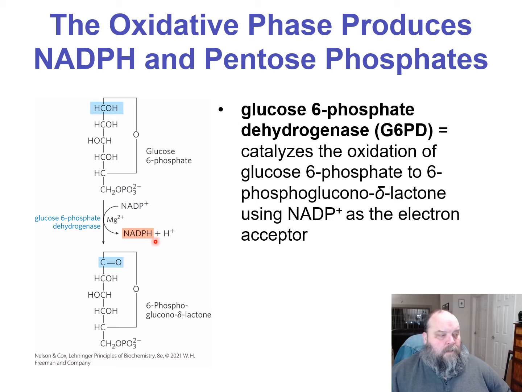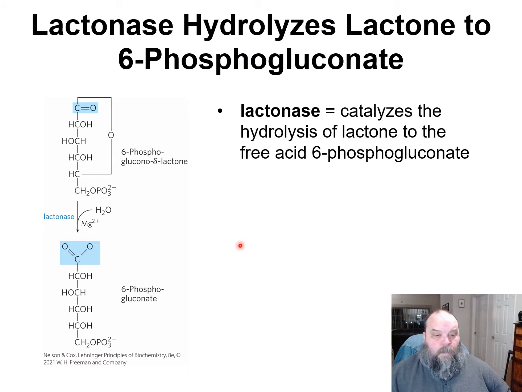NADP reduced to NADPH. And look, we now have a carbonyl at carbon 1, still joined via this oxygen bridge, or whatever you want to refer to it as. And we have 6-phosphogluconolactone. Our 6-phosphogluco-delta-lactone via the enzyme lactonase is going to be hydrolyzed to form 6-phosphogluconate.